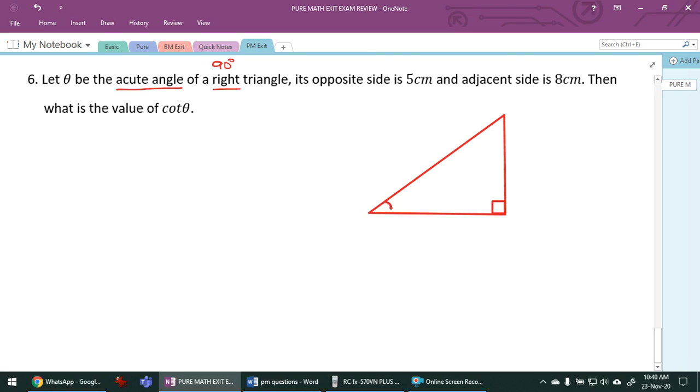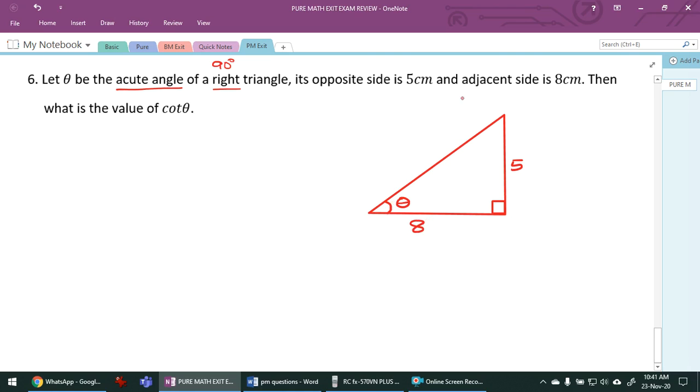So this is the acute angle. This angle is smaller than 90. Smaller than 90 is called an acute angle. Now what is given? Its opposite side is 5 centimeter. So this is 5. And the adjacent side is 8 centimeter, next to theta.